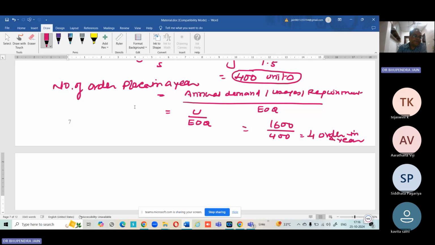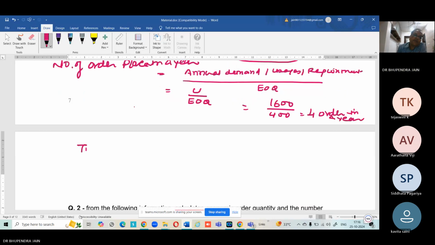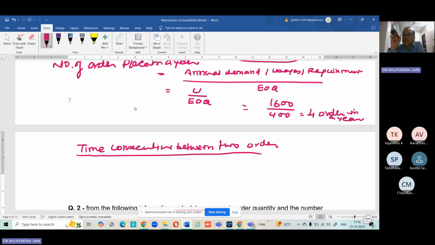Now the next concept: time between 2 consecutive orders. In a complete 12 months, in a year, we are placing 4 orders. The question is the time between the 2 orders, the gap between the two orders. That means every 3 months we have to place the order.